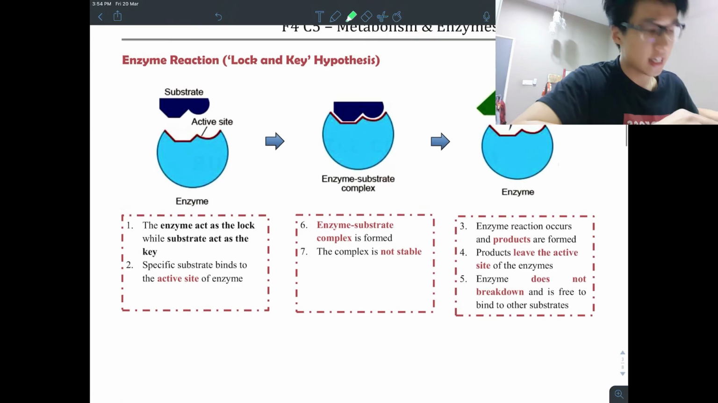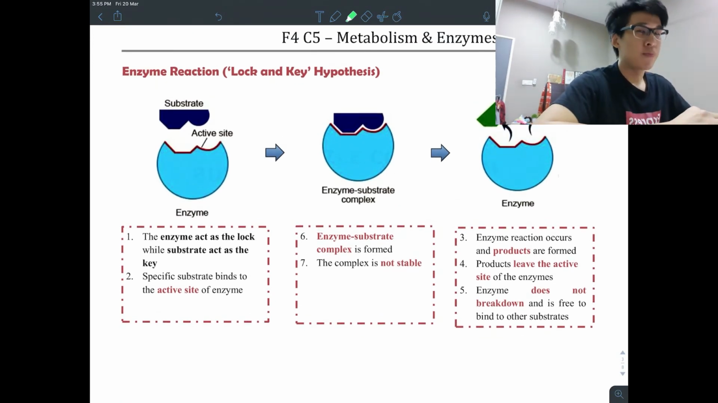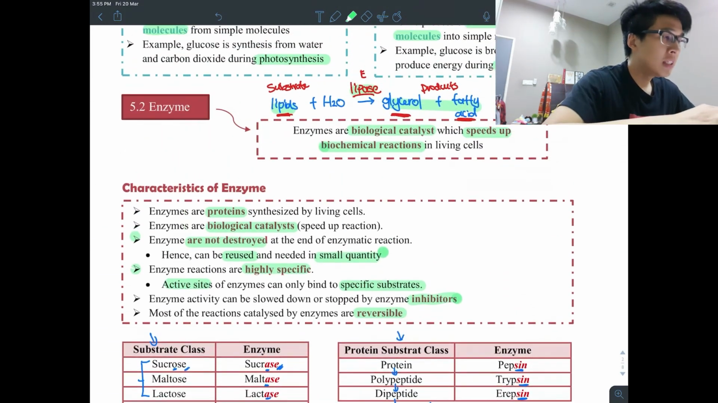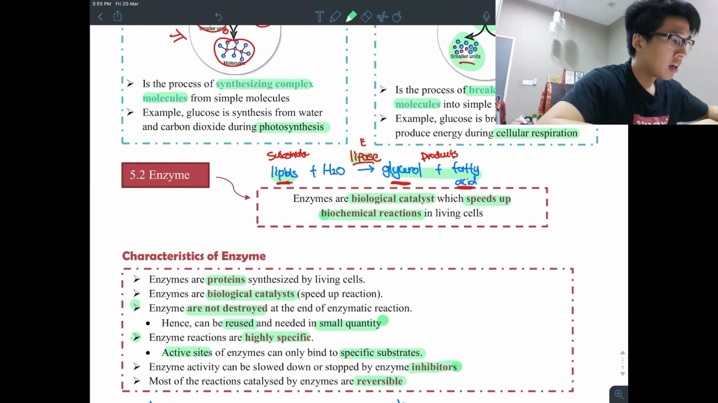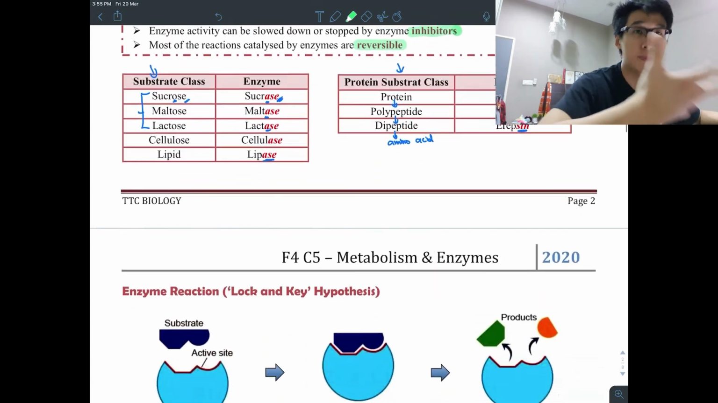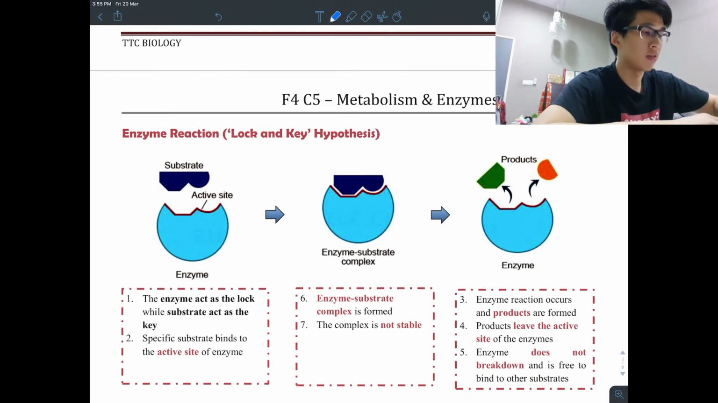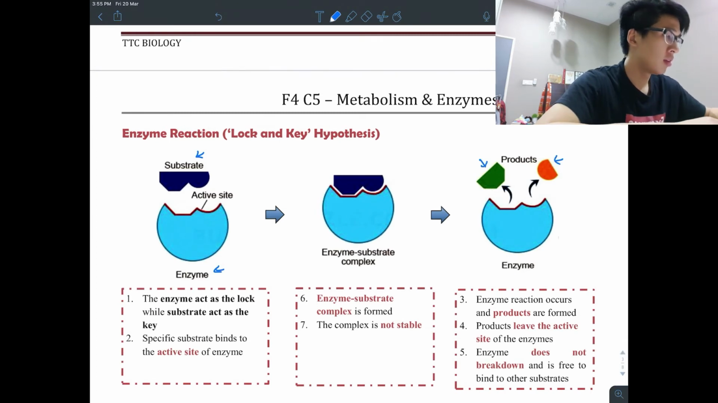Okay, so the second and last part for this video is enzyme reaction. So enzyme reaction, what does that mean? Means, for example, how does lipase break down lipid into a product? So how does enzyme break down substrate into the product? So you have to explain that reaction. See, you have an enzyme, for example, your lipase, your substrate is lipid, and then the products are glycerol and fatty acid.